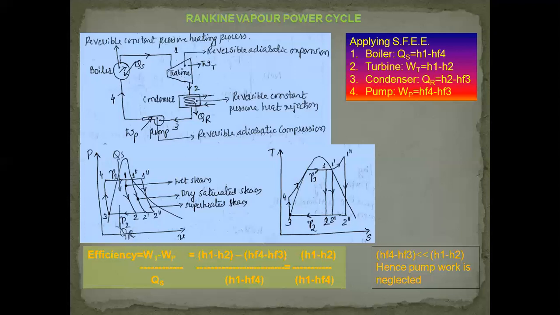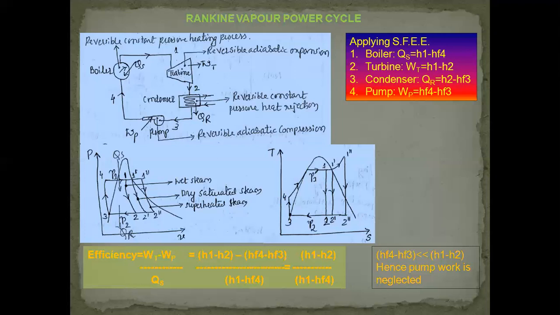Now the same are represented, QS and QR, on the PV diagram. 1, 2, 3, 4, 1 represents the wet steam Rankine cycle. 1 dash, 2 dash, 3, 4 and 1 dash represents the dry saturated steam Rankine cycle. 1 double dash, 2 double dash, 3, 4 and 1 double dash represents the superheated steam Rankine Vapour Power cycle.